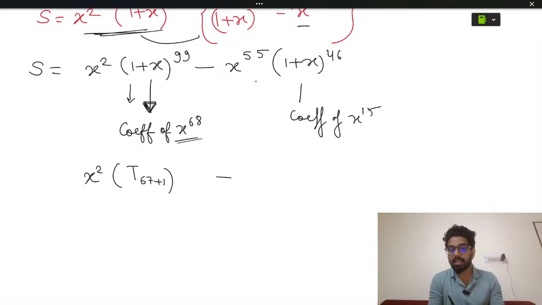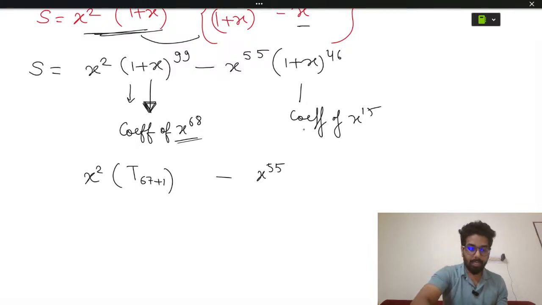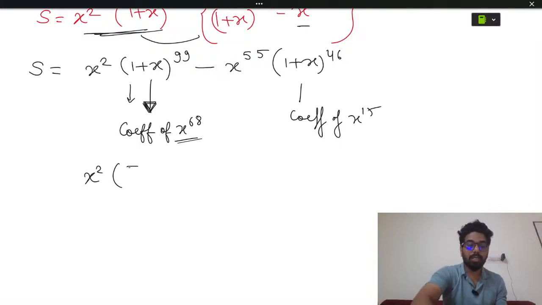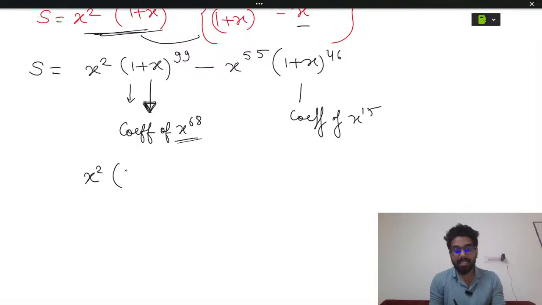Same way here it's x power 55 multiplied by 50, sorry, over here we can make a mistake. We want x power 68. So to have x power 68, if you write down the general term, how will you write it down? You will write down 99Cr. Okay, here you have to figure out. I am making it more simple.